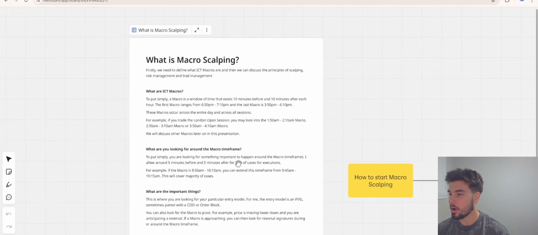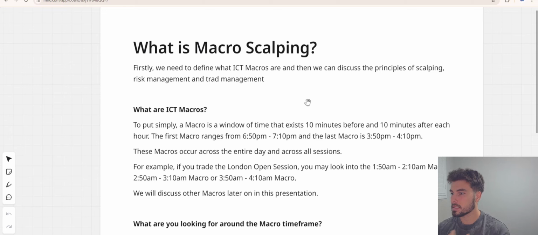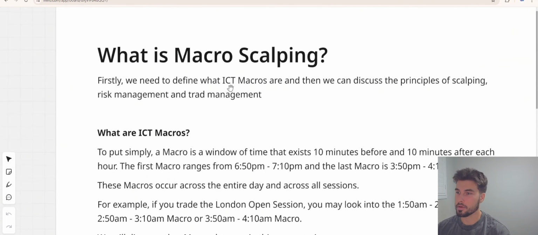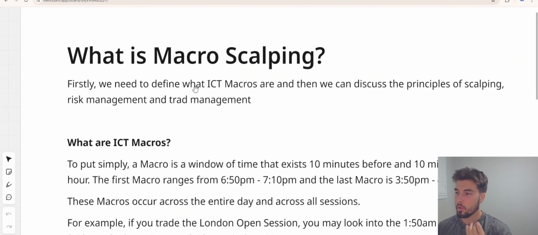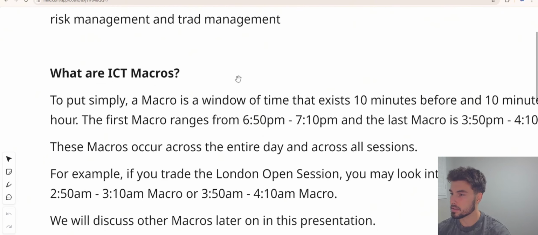I want to discuss the ICT macro scalping strategy and how it's made me profitable. Now, firstly, let's start with the basics. What is macro scalping? We need to define what ICT macros are, and then we can discuss the principle of scalping, risk management, trade management, all the rest of it. What are ICT macros? You need to understand this. So this is segment number 1, understanding what a macro is.